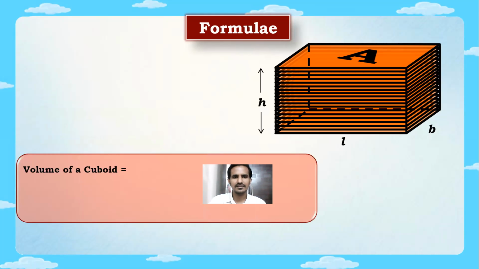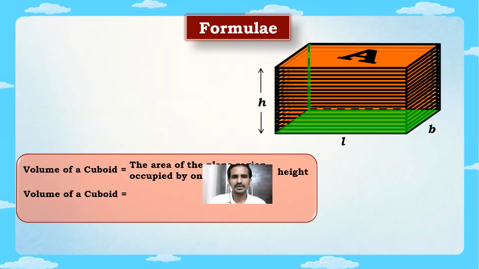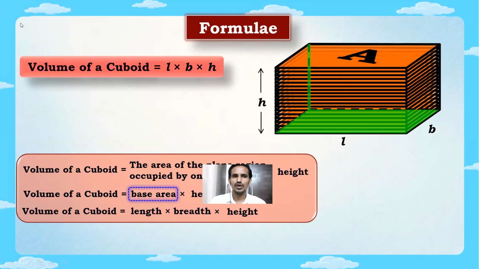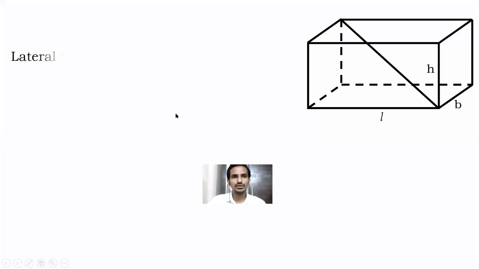Area of base, that is L into B, multiplied by height, that is H. So the formula is very simple for volume: length into breadth into height, that is L into B into H. All right. Volume of cuboid is L into B into H. There was one more thing, that is diagonal. I will tell you that.